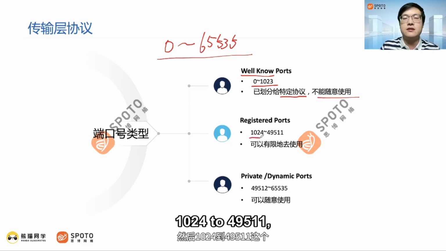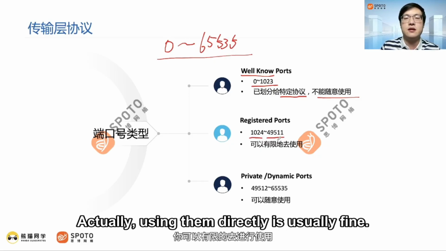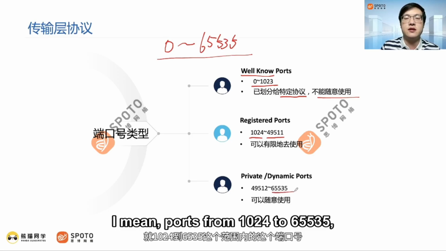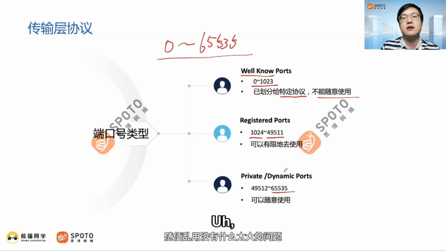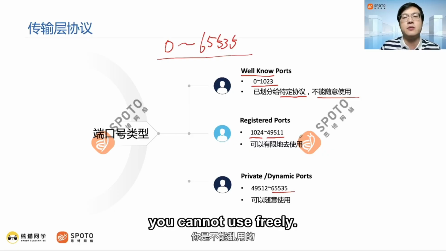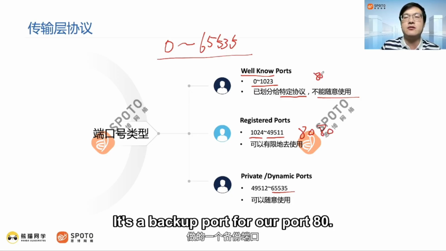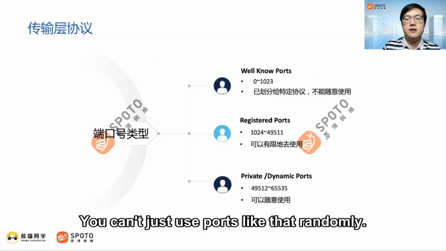Next is the range from 1024 to 49151. The port numbers in this range you can use in a limited way. Actually, using them directly is usually fine. I mean, ports from 1024 to 65535, you can actually use, and there's no major issue. But some specific port numbers you cannot use freely, for example, something like 8080. It's a backup port for our port 80. Yes, a backup. You can't just use ports like that randomly.